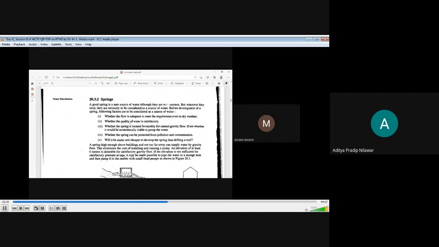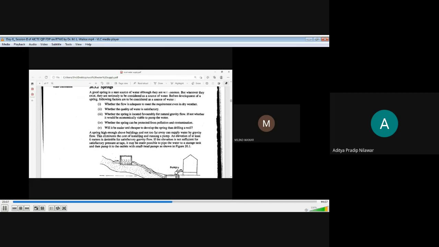We avoid such springs. Whether the spring is located favorably for natural gravity, and if not, whether it would be economically viable to pump the water from the spring. Whether we will be able to protect the spring from pollution and contamination. Once we start using it for water supply, it may be vulnerable to pollution and contamination. So can it be protected with ease? That is where we have to explore.